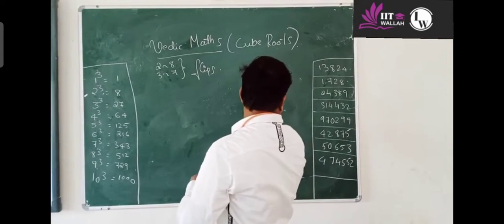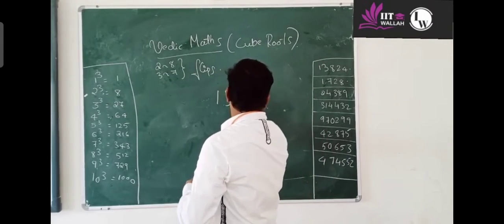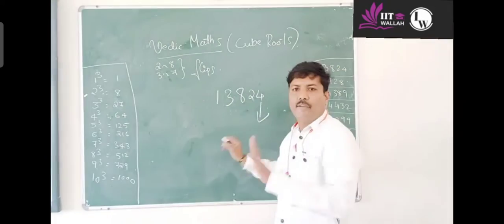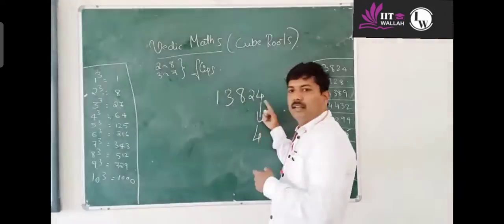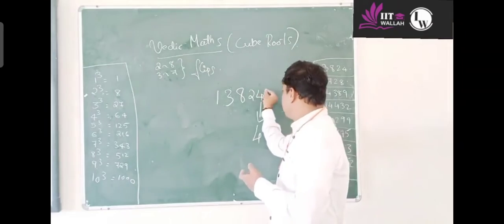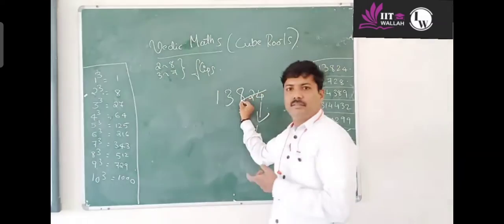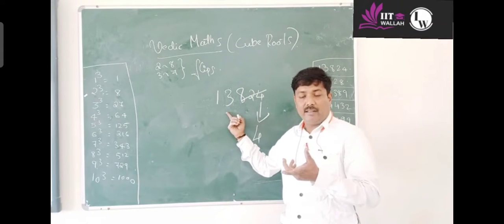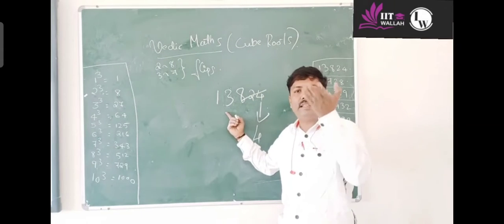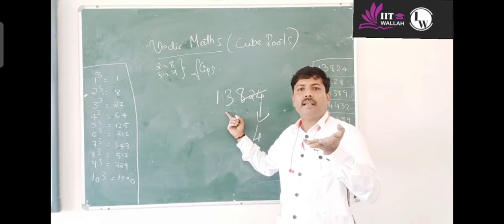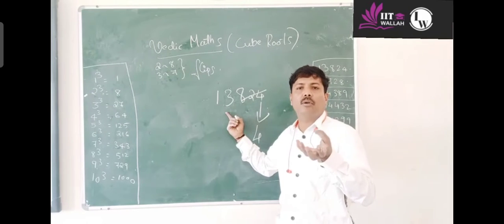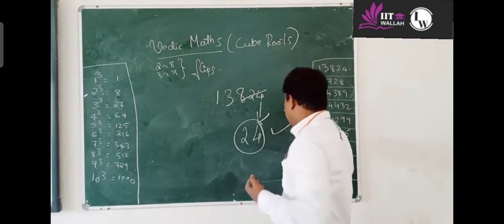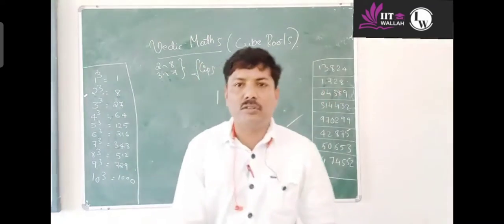13824. The last digit is 4. So there is no difference. 4 means here also 4. First cut the first 3 digits. So which number is remaining? It is 13. Which number is the perfect cube below 13? It is 8. And the cube root of 8 is 2. I hope you understood this clearly.